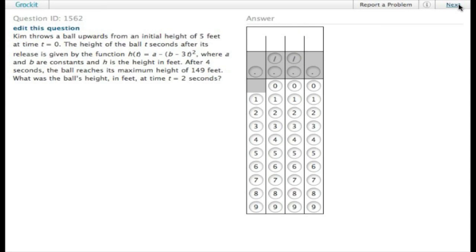Kim throws the ball upwards from an initial height of 5 feet at a time t equals 0. The height of the ball t seconds after its release is given by the function h(t) = a minus (b minus 3t) quantity squared, where a and b are constants and h is the height in feet. So h is the output of this equation here. After 4 seconds, the ball reaches its maximum height of 149 feet. What is the ball's height in feet at time t equals 2 seconds?